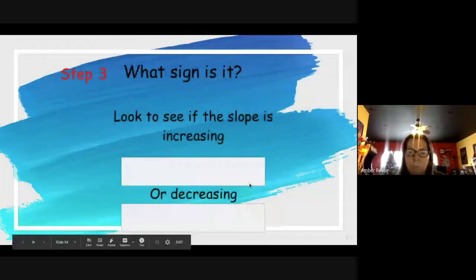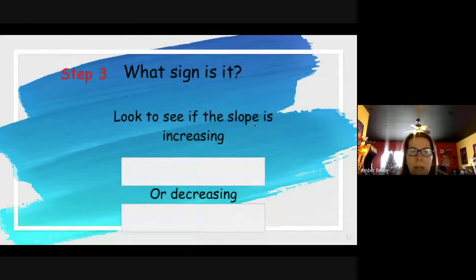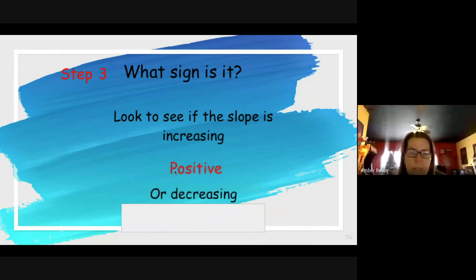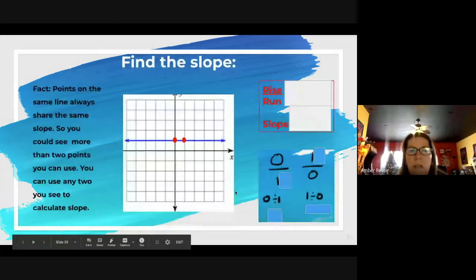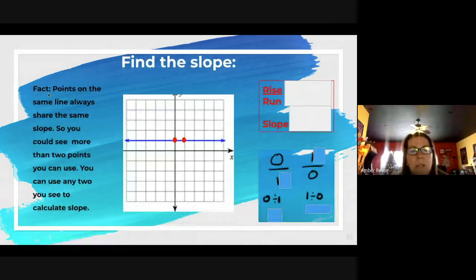Okay, so what sign is it, right? You look to see if the slope is increasing. If it's increasing, so the roller coaster is going up the hill, the skier is going up the hill, puff, puff, positive. It's increasing. It's positive. If it's descending or decreasing, going down the hill, it's negative. Nice negative.